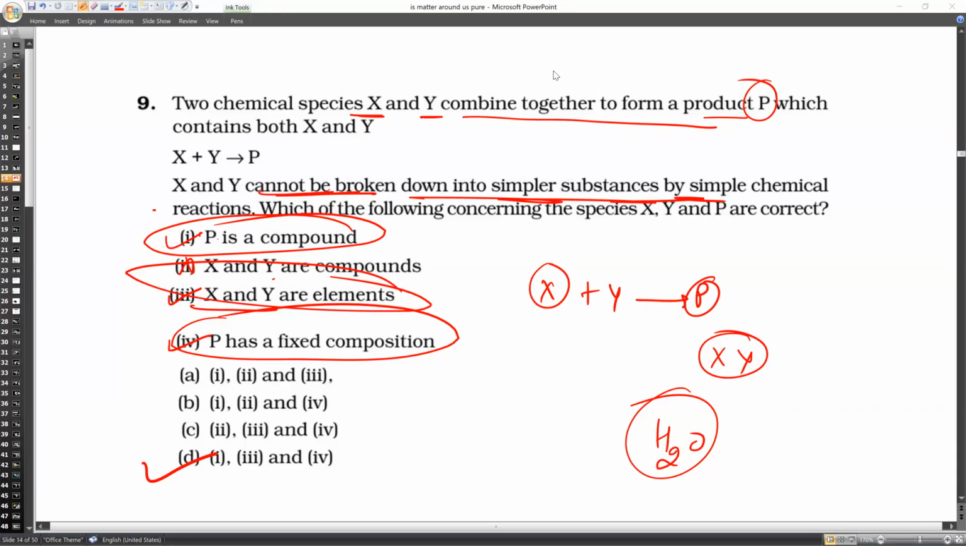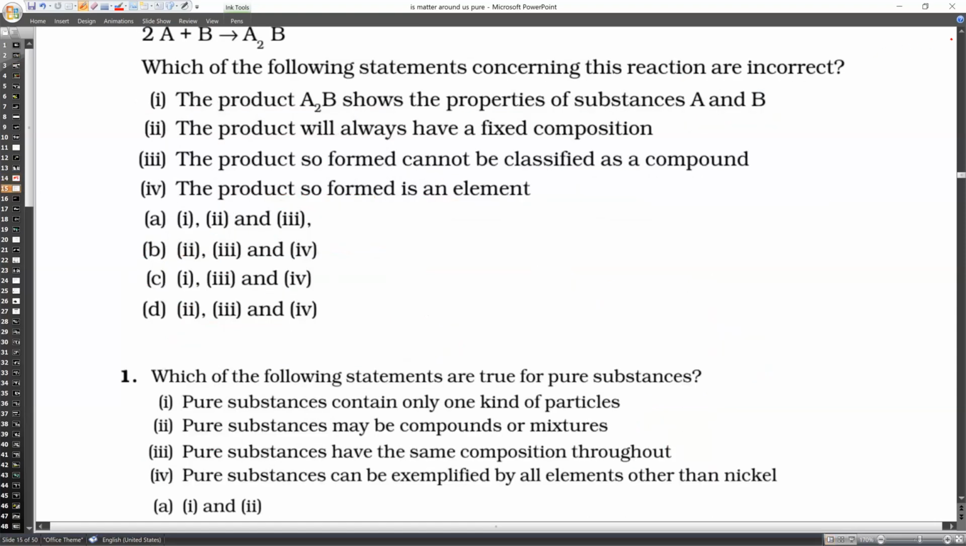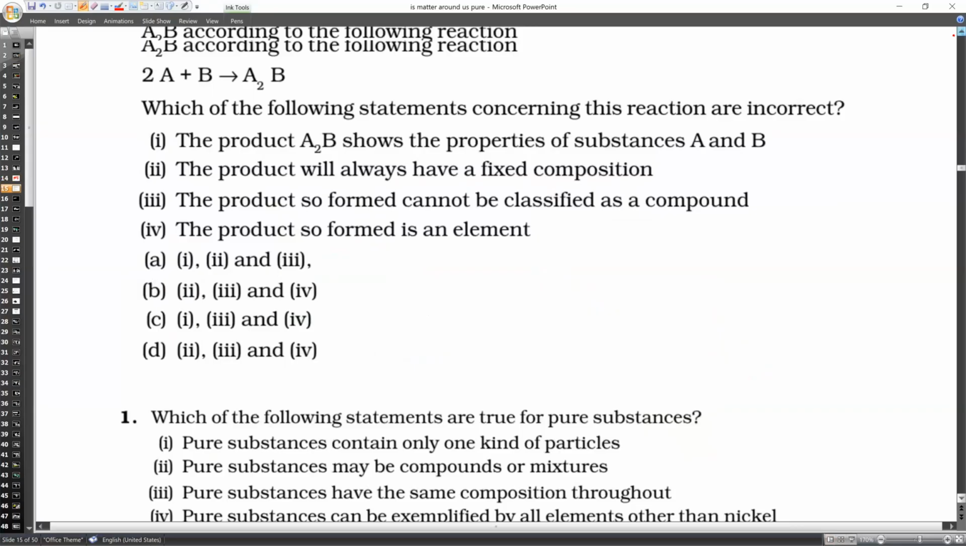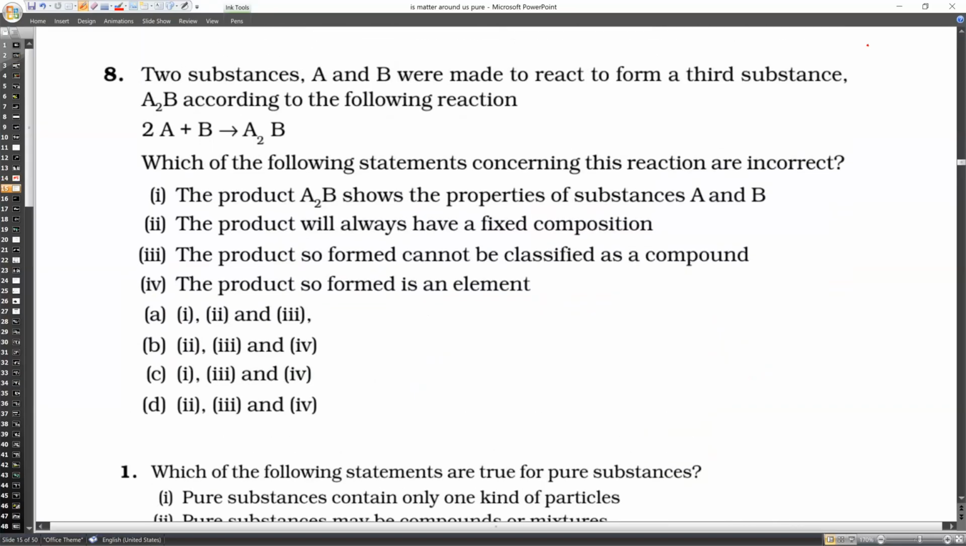Done. Okay, so what could be the answer for this question? Please let me know the answer for this question.